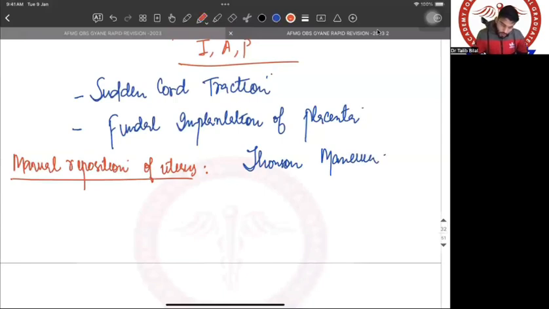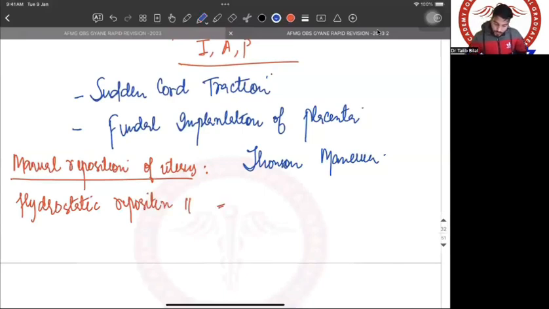Johnson's maneuver. Or if you do the hydrostatic reposition of the uterus, with the normal saline or the warm water you're forcibly putting into the uterus, so that there will be the reposition of the uterus with the hydrostatic method. The method is called the O'Sullivan method.